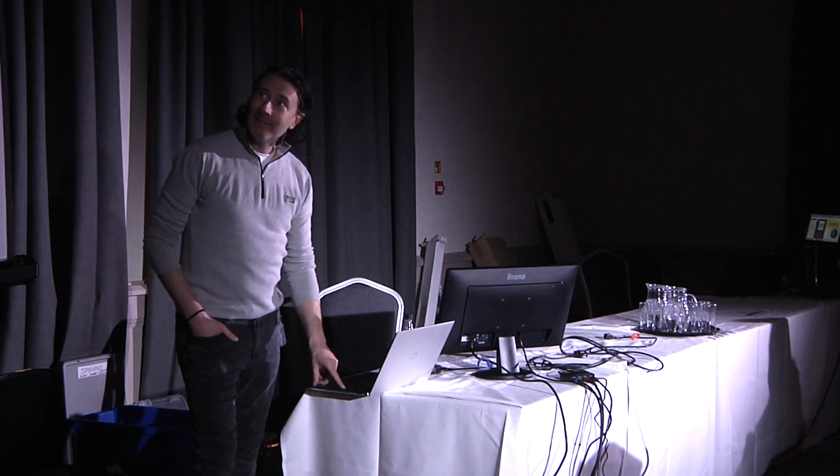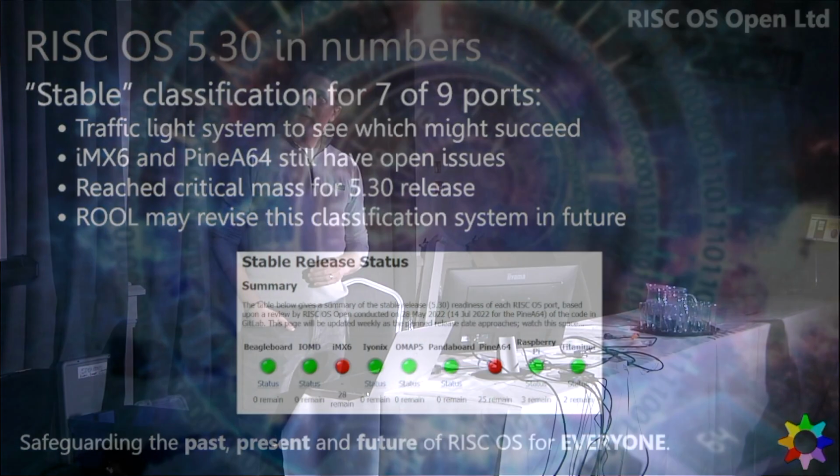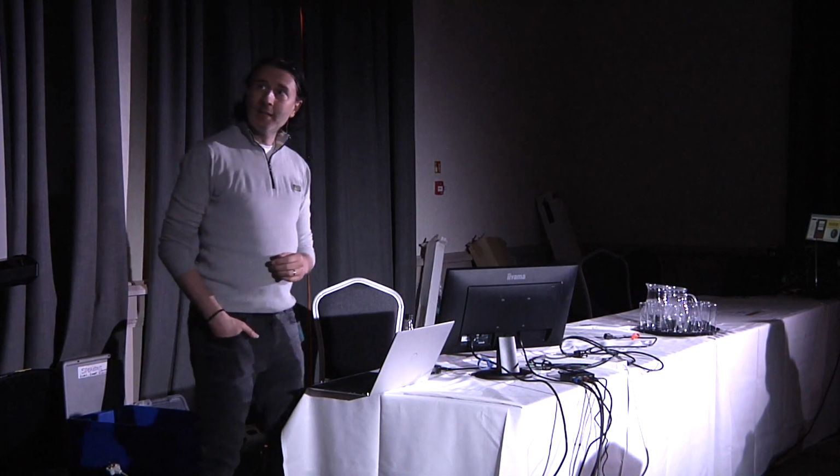So what is in RISC-OS 5.30? It is a new version of the operating system, and a new version of all the software that comes with the operating system, and it has been released for nearly all of the supported platforms that RISC-OS currently runs on. You can see here our little traffic light system of how we rate whether a platform is deemed stable or not. So 7 of the 9 have been released today.